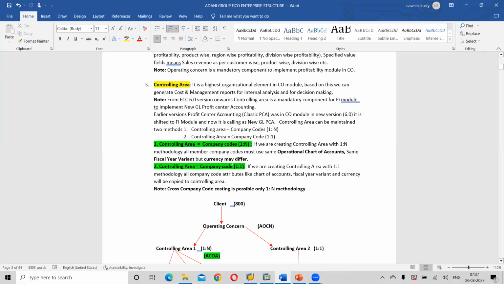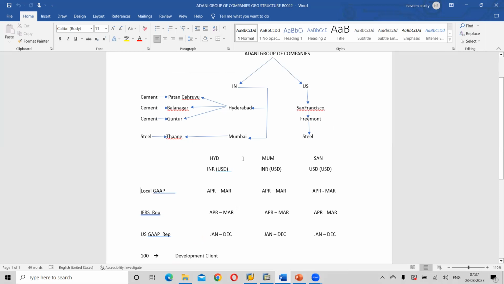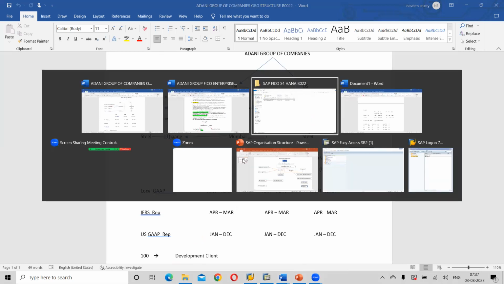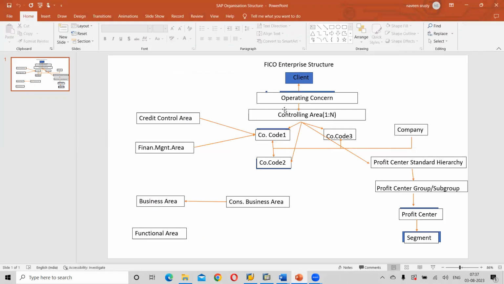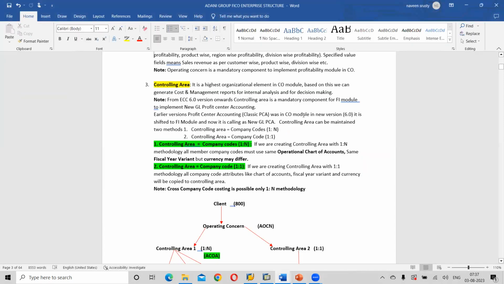Understood this? For the time being, just try to remember this, because we are going to see everything in depth, because I would like to explain the structure. That's the reason I'm doing this, because we have a controlling area part here. Any questions? Next, controlling area equals company code, 1:1 methodology.